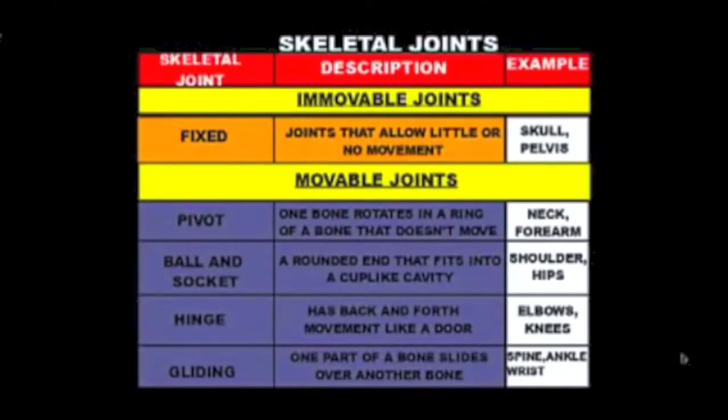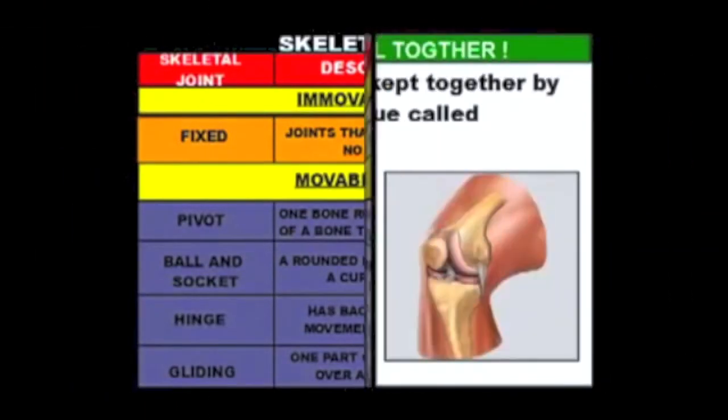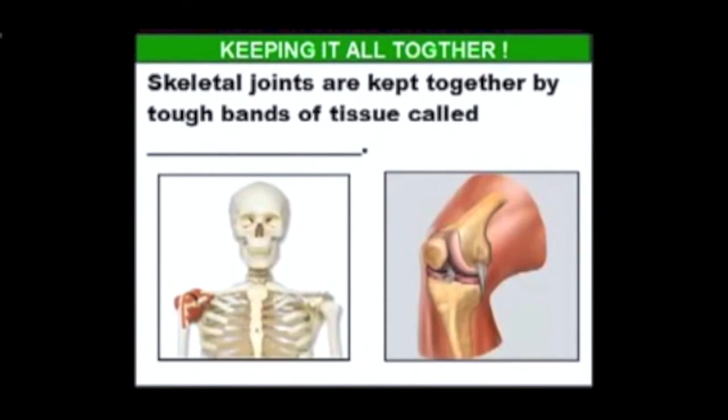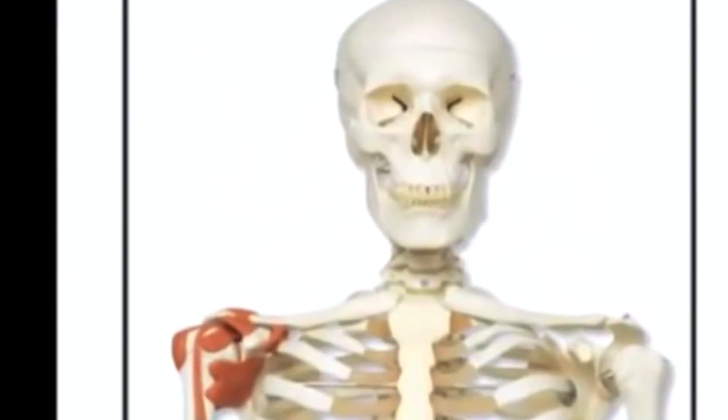Now the last topic we're going to talk about tonight is going to be about the materials that keep our bones together. So skeletal joints are kept together by tough bands of tissue called ligaments. If you take a look at the skeleton in the bottom left corner, look at its shoulder. You'll notice that there are brown materials covering the top of the shoulder where the top of the humerus enters the scapula, or the shoulder blade. That's your ball and socket joint, remember? And because of the range of motion it has, that joint needs to be held together by several ligaments.